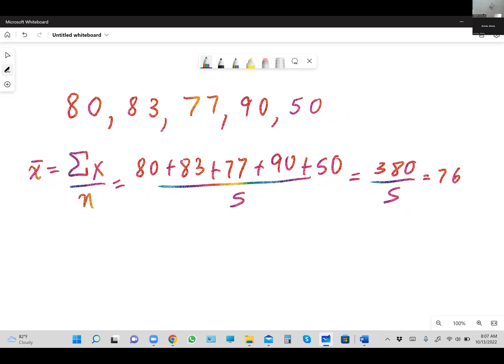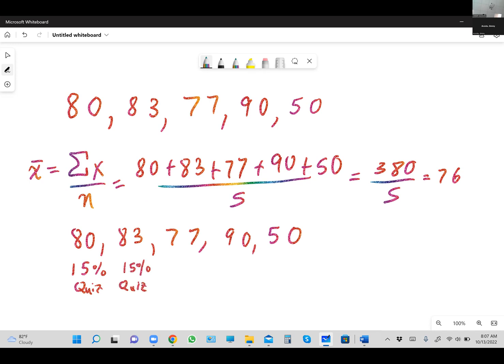But now, and this is the important part. This is mean. Now let's say that we have the same scores. But now I tell you that the first score was for a quiz, and that quiz is worth 15% of your grade. The next one was another quiz. It was 15%. Then the next one was a midterm grade, which was worth 25%.